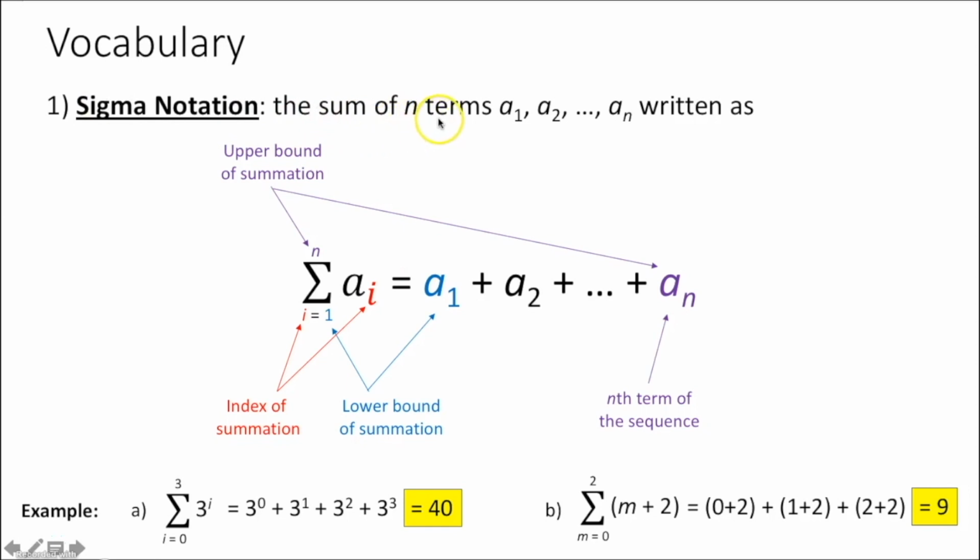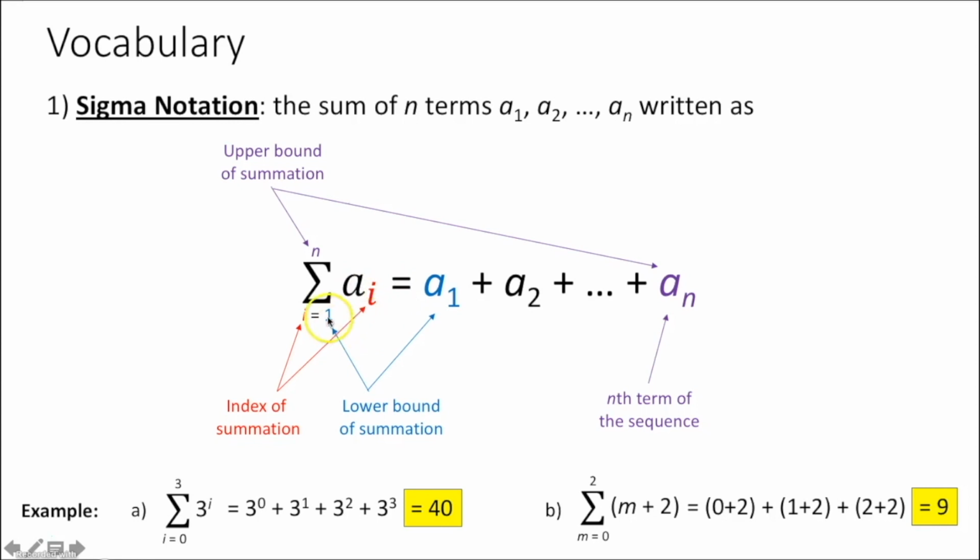First thing we're going to talk about is sigma notation. That's the sum of n terms, a sub 1, a sub 2, dot dot dot, all the way to a sub n, written as this right here. This sigma stands for the sum from i equals 1, where i is your index of summation and 1 is your lower bound of summation, to n. And n is your upper bound of summation. You're taking the sum from i equals 1 to n of a sub i.